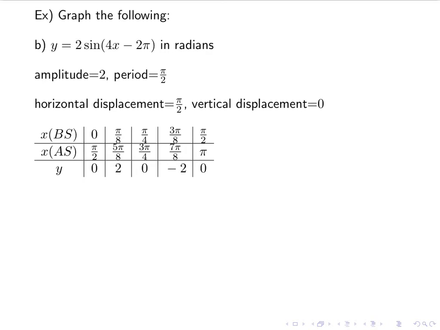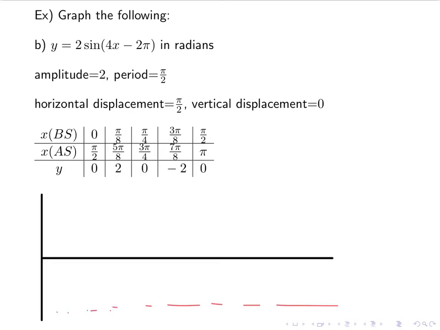And then we put it all together in our graph. So for our y values, we've got -2, whoops, -2, +2, and then we have to make sure that we're really showing this horizontal shift here. So pi over 2 is out here, and then the rest of them are fairly close to each other.